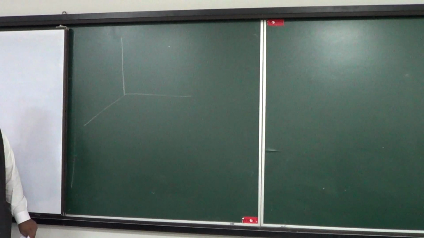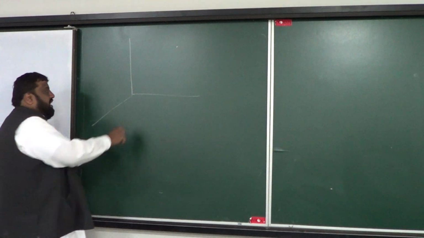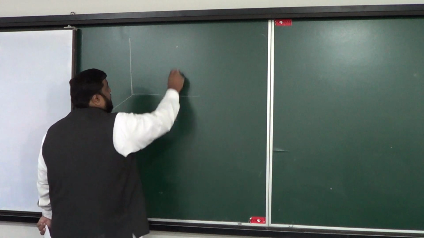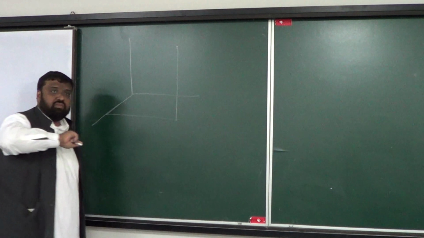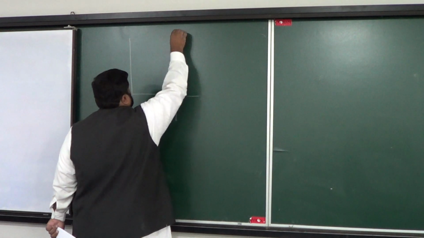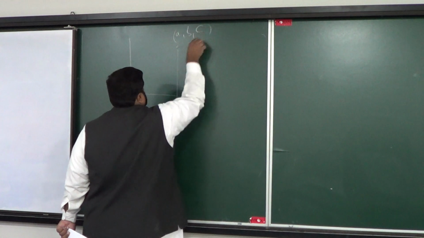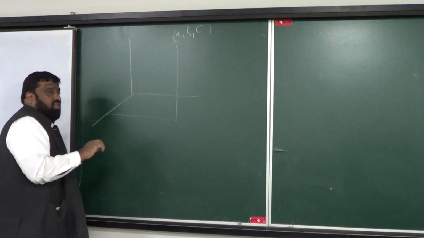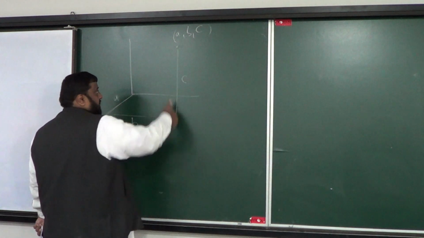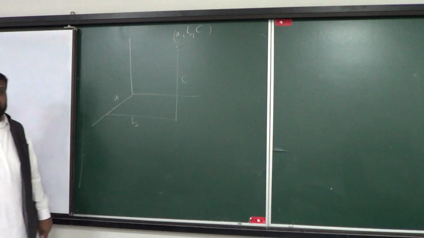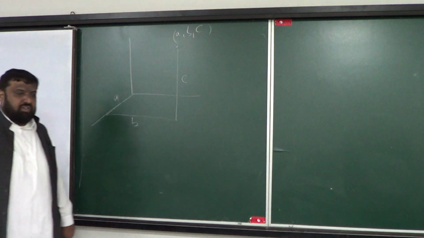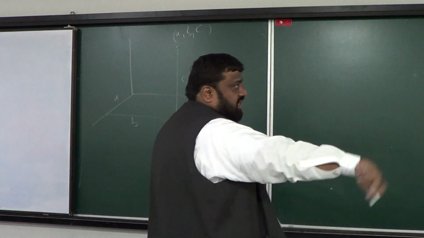By rectangular coordinates, I mean that I'm moving along the x-axis, the y-axis and the z-axis and reaching this point. Maybe I reached this point. In rectangular coordinates, it has the coordinates a, b, c. So what does this mean? That this distance is a and this distance is b, and then I'm moving this distance above to reach it.